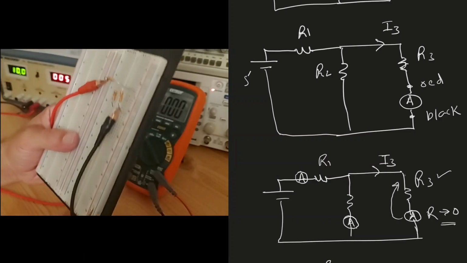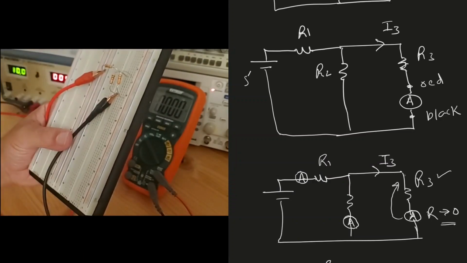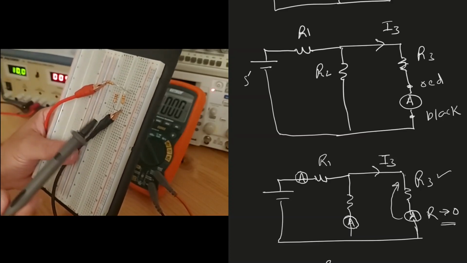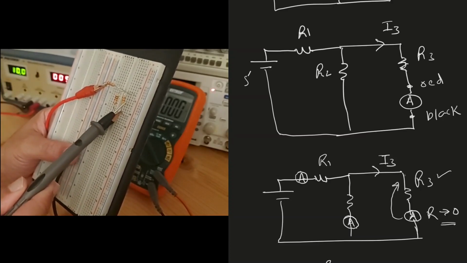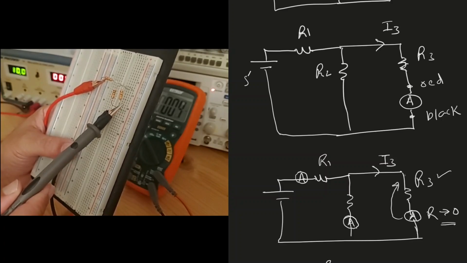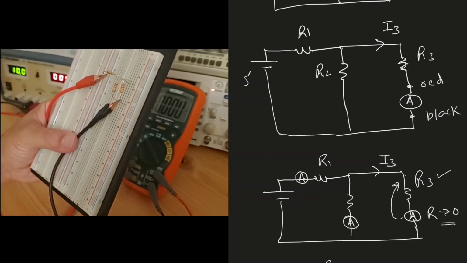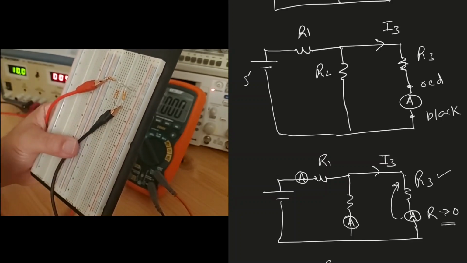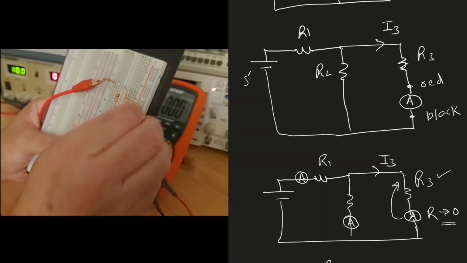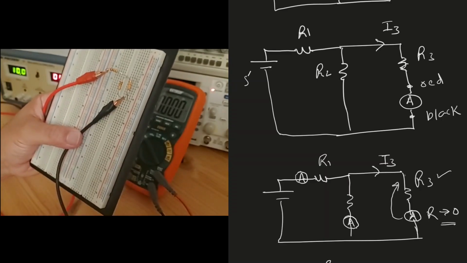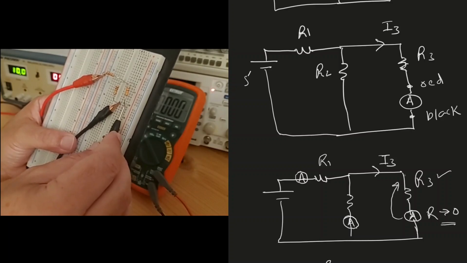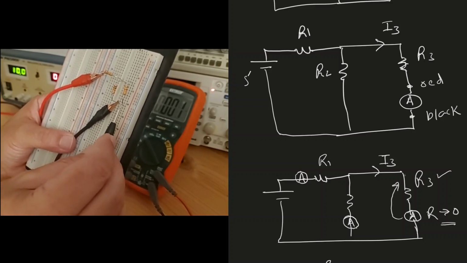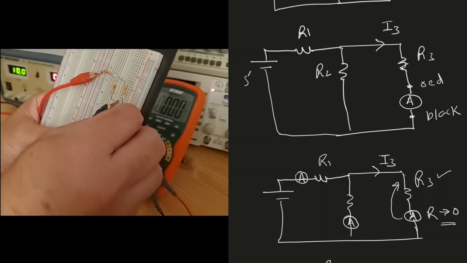So what we need to do now is to put the current meter in series with this resistor, right? So I need to put the meter in series with this resistor, and for that I will have to break the circuit. So I'll have to disconnect from here. At this point, I'll have to disconnect from this point and insert the meter here. Okay, so let me do that.